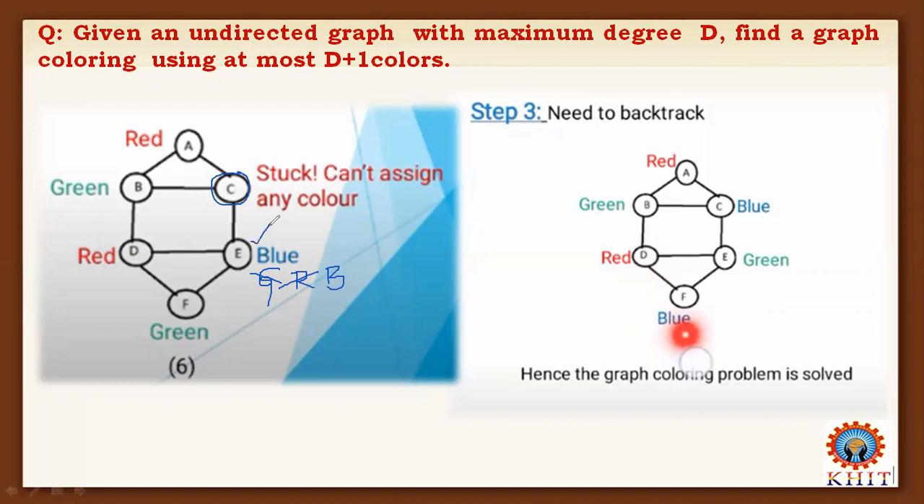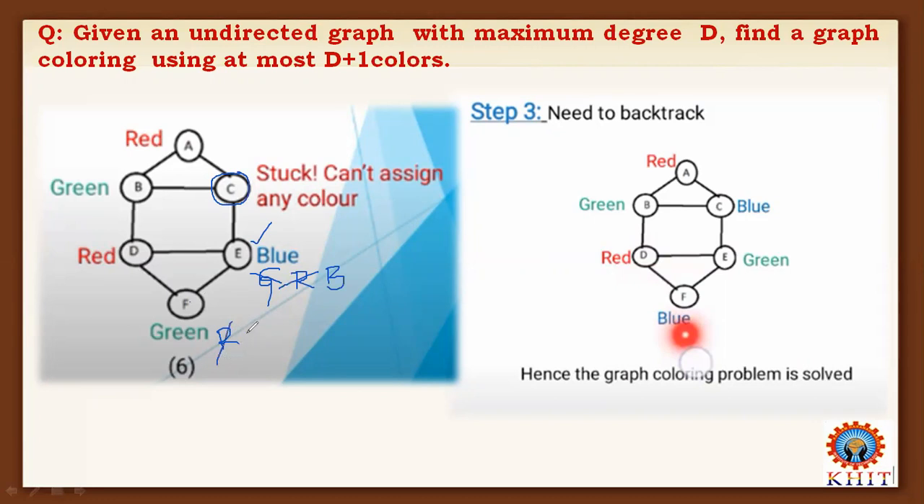Once you apply backtracking to E, go back to F. So now we moved here. Here, instead of green color, can I apply red color? No, I cannot fill vertex F with red. Why? Because the vertex D is filled with red. So I cannot fill the vertex F with red.